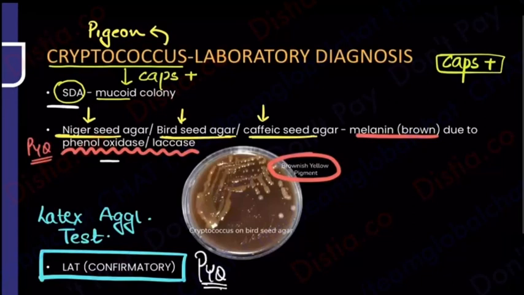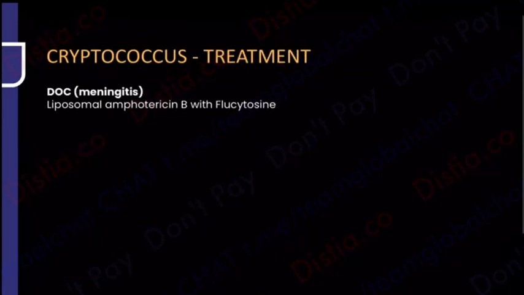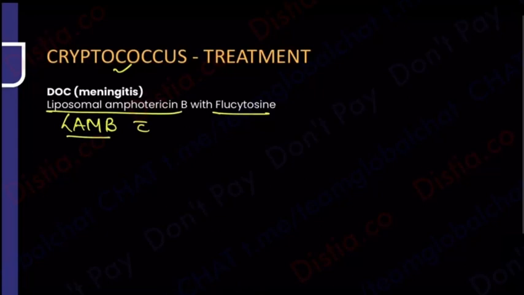Last point, how do you treat a case? What is the treatment protocol? Especially for meningitis, because that is what I'm most interested in, LAM, that is liposomal amphotericin B, is given along with flucytosine. So remember, LAM and flucytosine are the mainstay of treatment. Having said that, opportunistic infection Cryptococcus is done. What do I move on to?